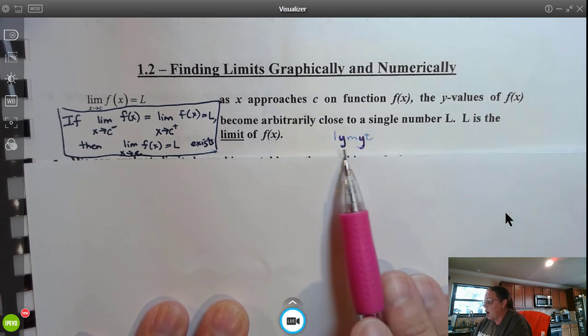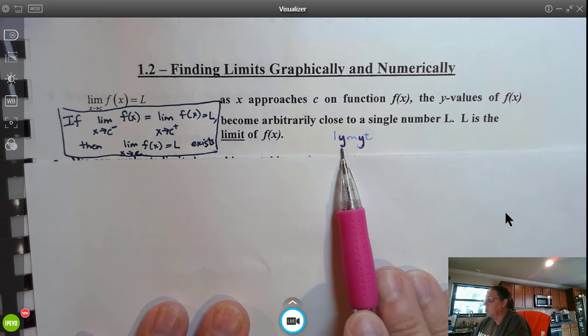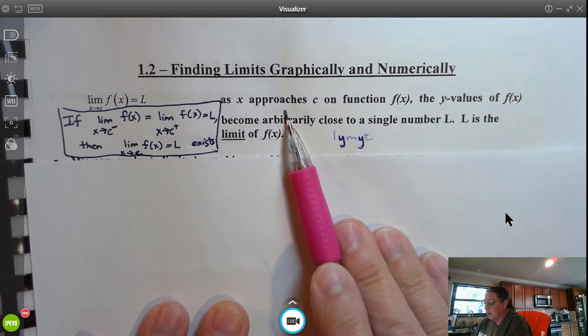L is the limit of f of x. L is a y value. So think of spelling limit incorrectly with y's instead of i's. That'll help you remember it is the y value that you are approaching.